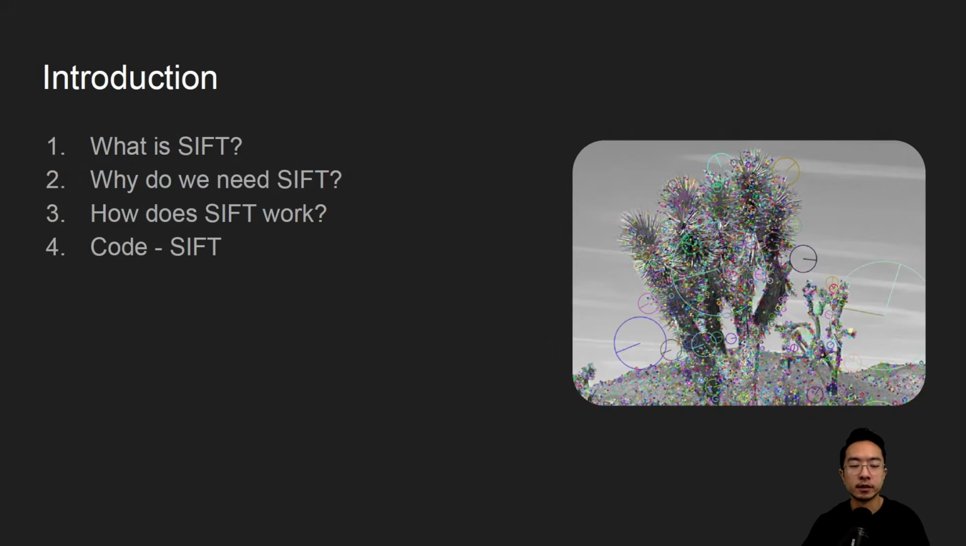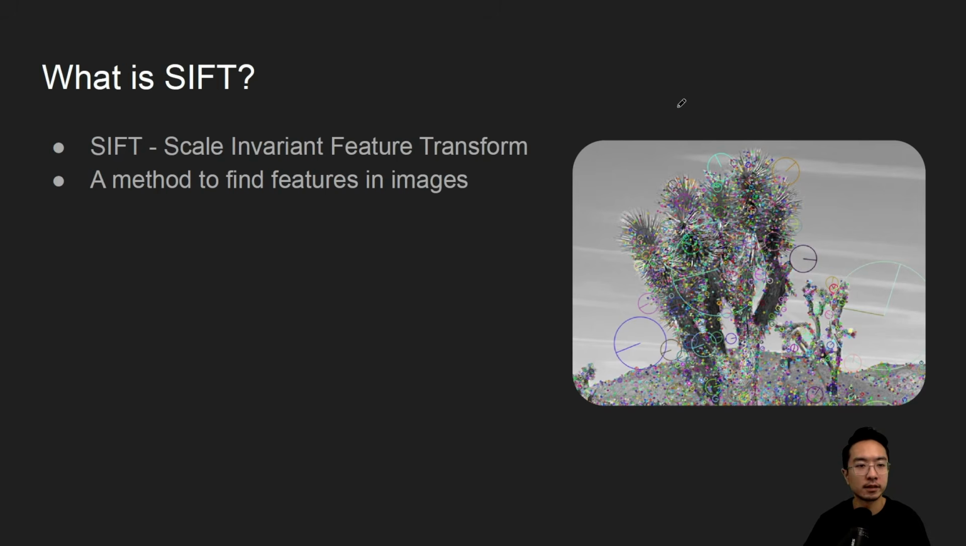All right, in this video, we're going to talk about SIFT in OpenCV using Python. So we will start off by saying what it is, why we need it, how it works, and jump right into a coding example. By the end of this video, we will see how we could get this image here on the right.